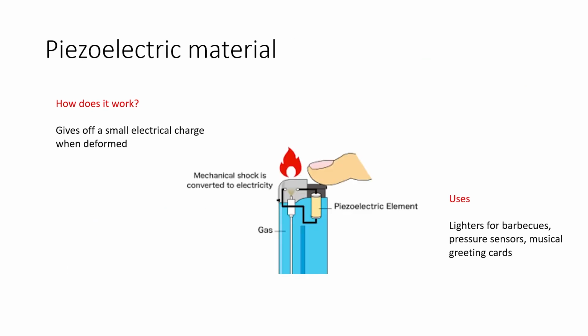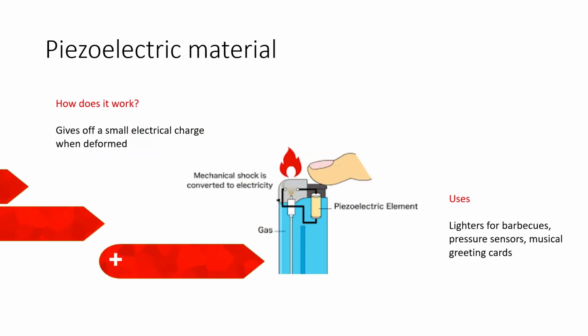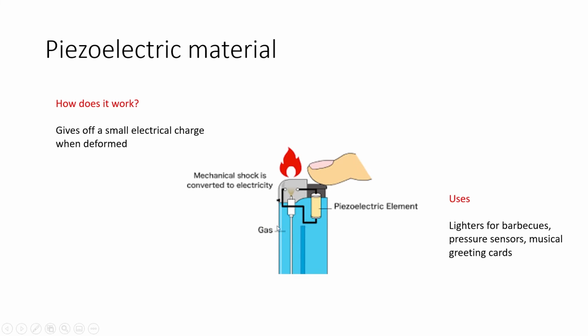And then piezoelectric material. This gives off a small electrical charge when you press it or deform it. It's used a lot in lighters. It's also used in pressure sensors and things like musical greeting cards, so when you open a card up and it starts singing. Also, there are piano mat keyboard sort of things.